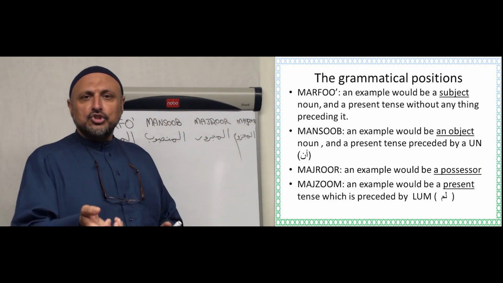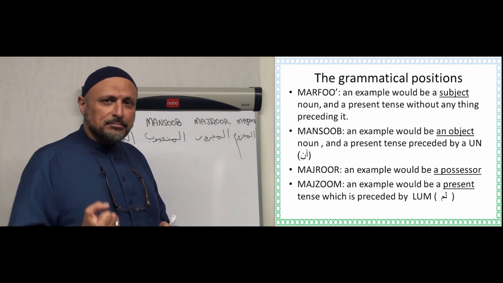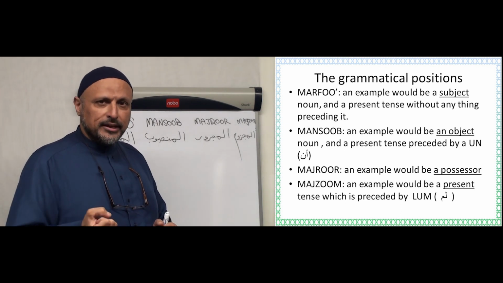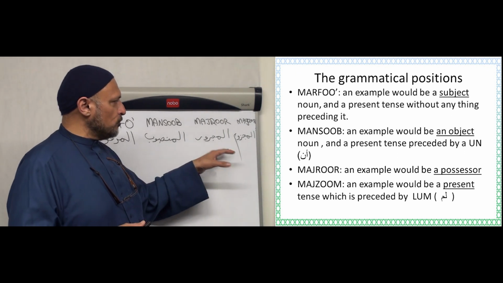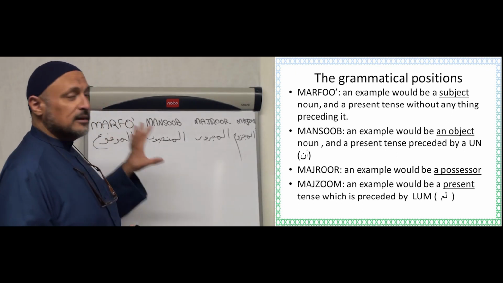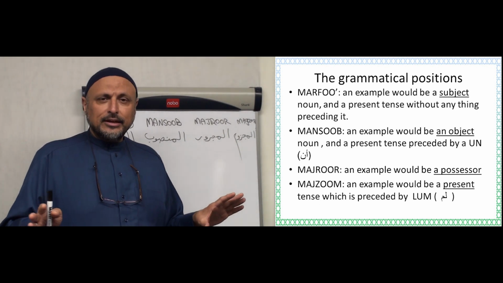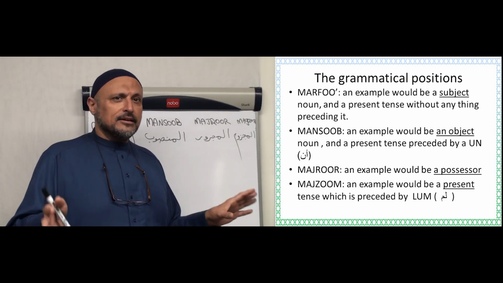Majroor is from jarra, to drag something, pull something. So these are the four grammatical positions in the Arabic language. We have to understand this grammatical function.